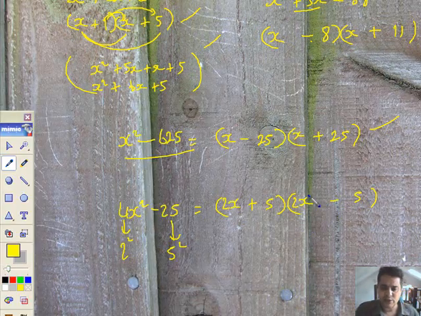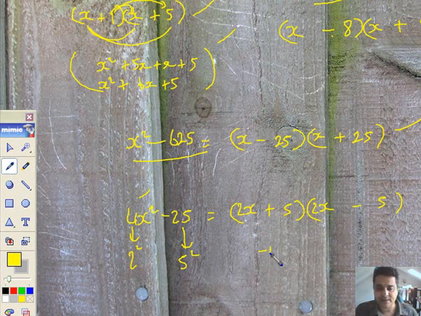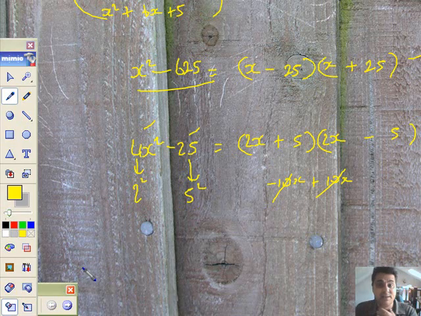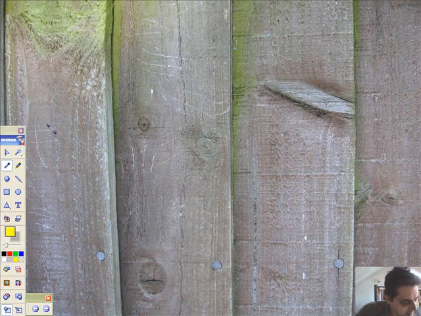Just test it. 2x times 2x, 4x squared, correct. 2x times minus 5 is minus 10x. 5 times 2x is plus 10x, and you can see why they cancel. And 5 times 5 is 25, but it's negative, hence minus 25. Beautiful, no problem whatsoever. That's question 1 done anyway. Question 2 coming up now.